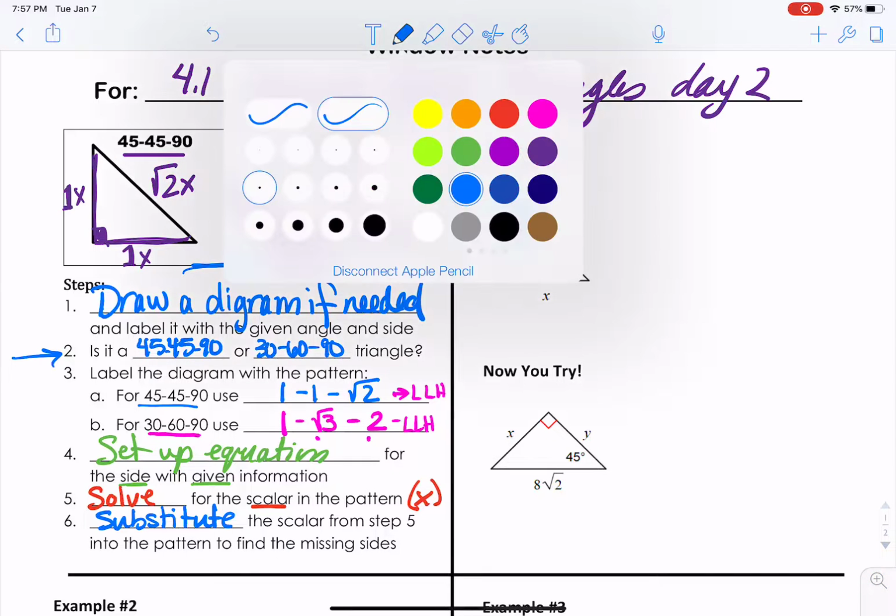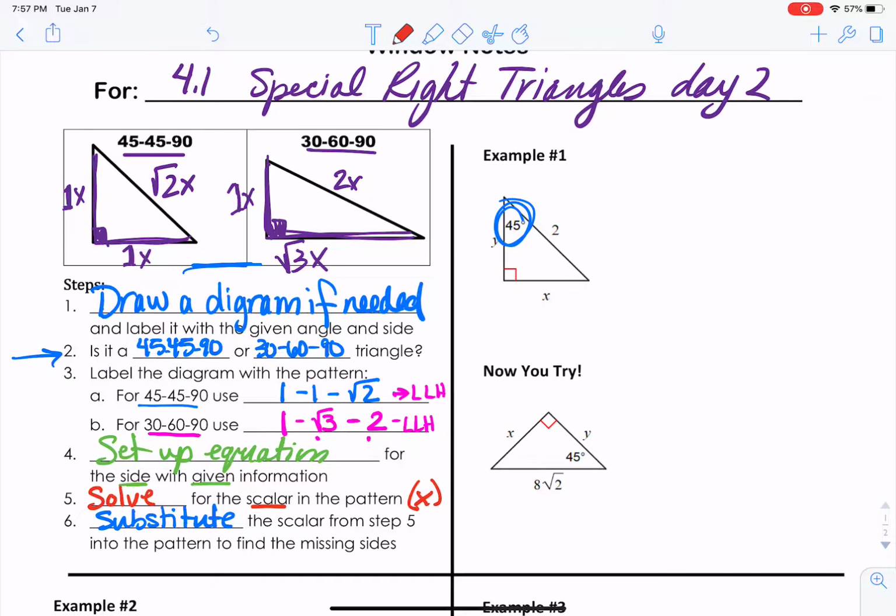So remember that I said the first thing you should do is label the sides. So this is 1r, 1r, and square root of 2r. Now, how come I'm using r? Well, there's already an x here. Let's not confuse it by having the same variable just in case it changes things. So we're going to have an r right here. So now that I know this says 1r equals y. This says 1x or 1r equals x. That doesn't help me. But this says that the square root of 2r is 2.